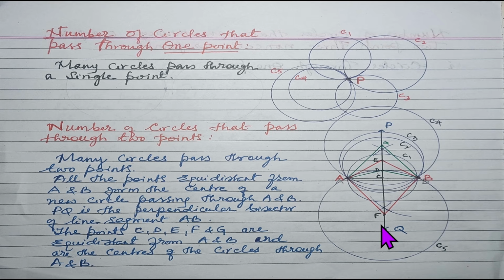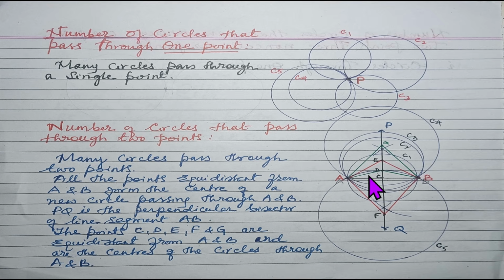So like that, we can have innumerable points on the perpendicular bisector of AB, which are the centers of the circles which pass through A and B. So therefore remember, the points C, D, E, F, G are equidistant from A and B and are the centers of the circles through A and B. Therefore innumerable circles can be drawn passing through 2 points. Remember that. And one more important thing is, all these points, that is C, D, E, F, G are equidistant from the points A and B, and we can call those distances the radii of the different circles which pass through A and B.